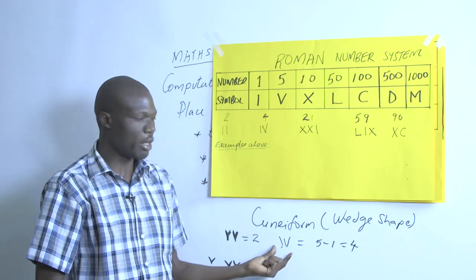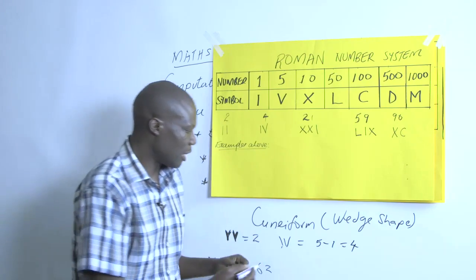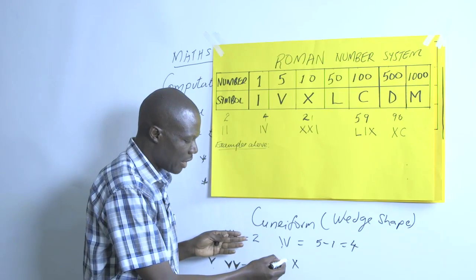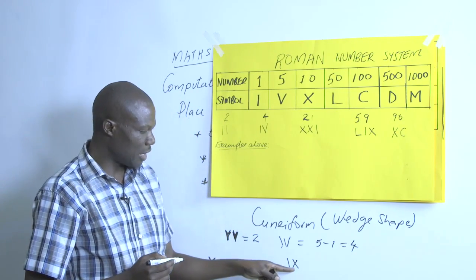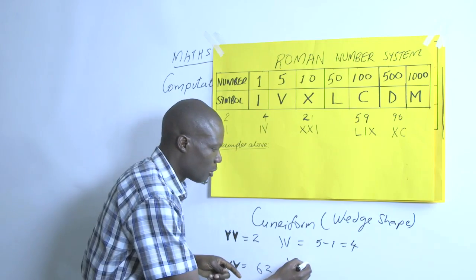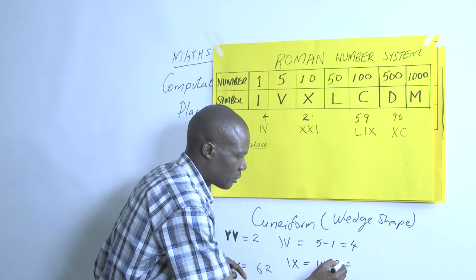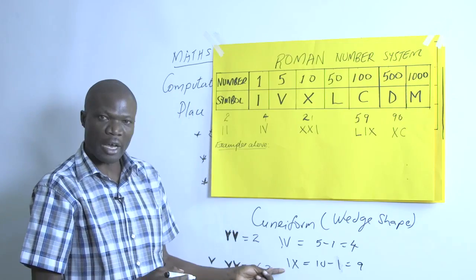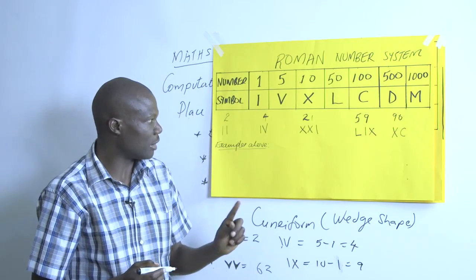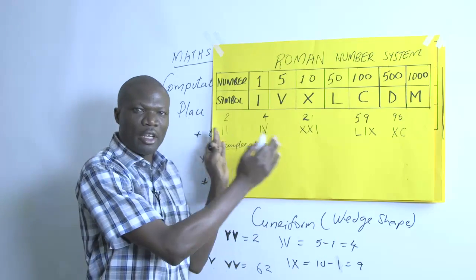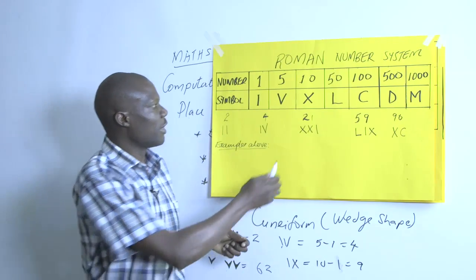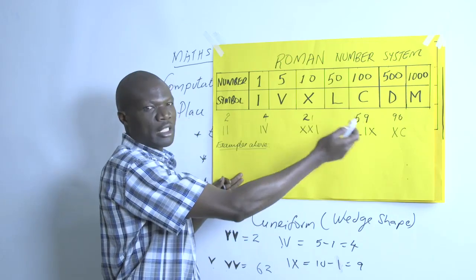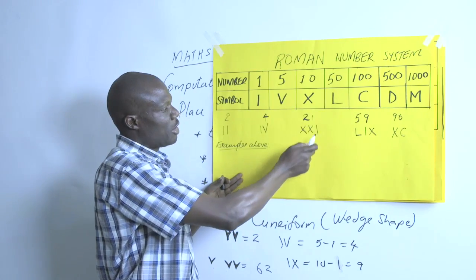That is how we arrive at IV. Another example would be if we have X. X is for 10. The moment I bring here an I, it is like now saying 10 minus 1, which gives us 9. So IX stands for 9. So that is how we look at it. Any small letter on the left of a larger value means subtraction. 21. We have 2 10s and a 1 on the right. So this one is just an addition. So this is 10 plus 10, which is 20, plus 1, which is 21.